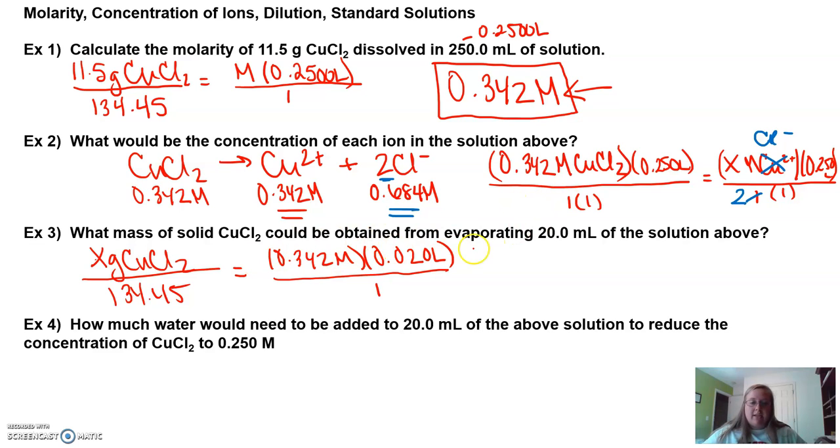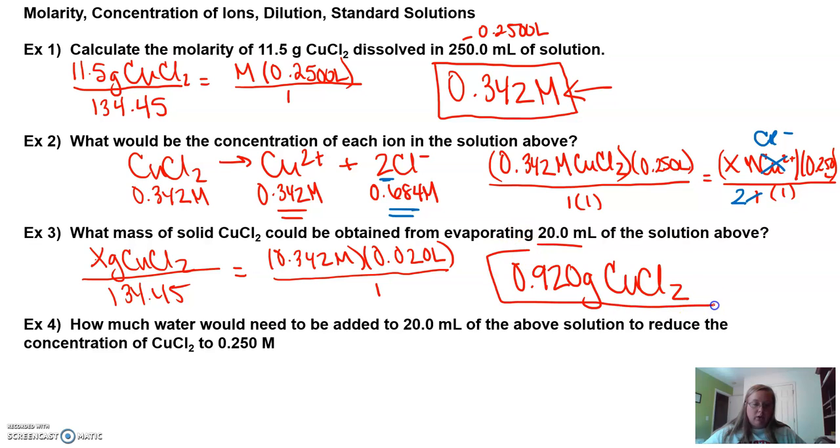And so what this question is saying is if you took this 250 milliliters of the solution and took 20 milliliters out of it and then evaporated the water, how much salt would be left? And if we do this calculation and look at our sig figs, we're still with 3. And so you have 0.920 grams of the copper chloride salt. And so there would be approximately 1 gram of the salt from that 20 milliliters of solution.